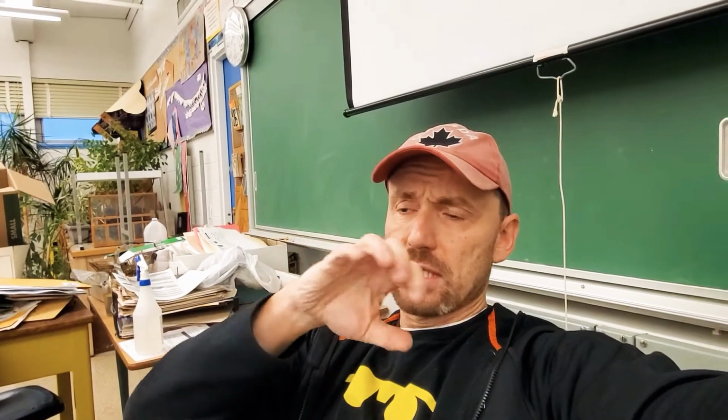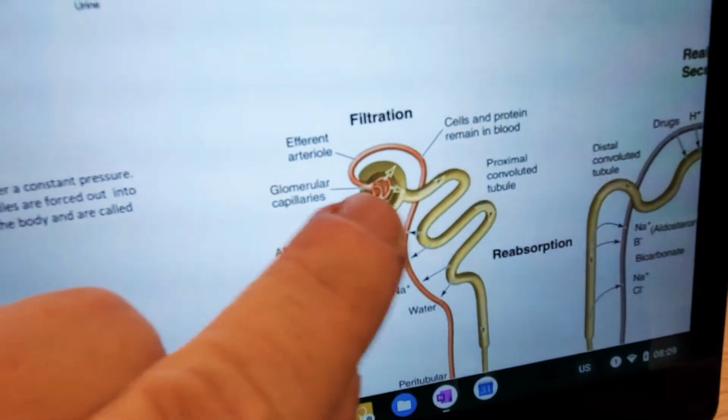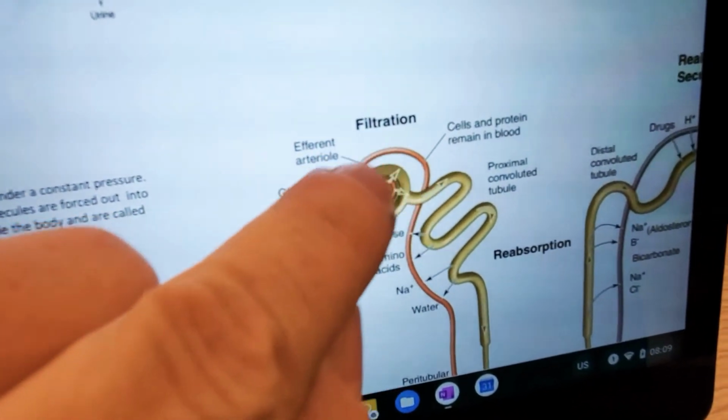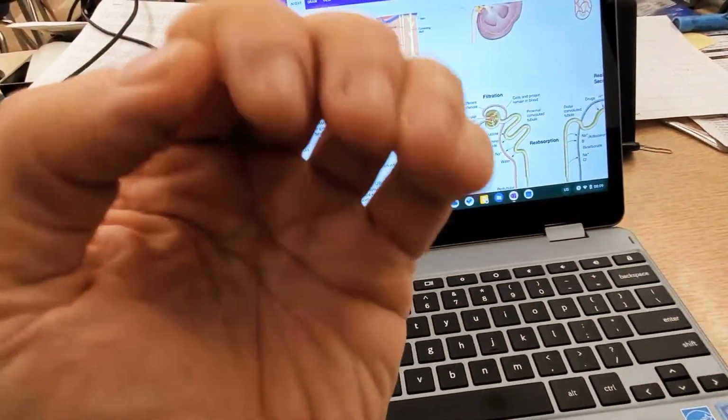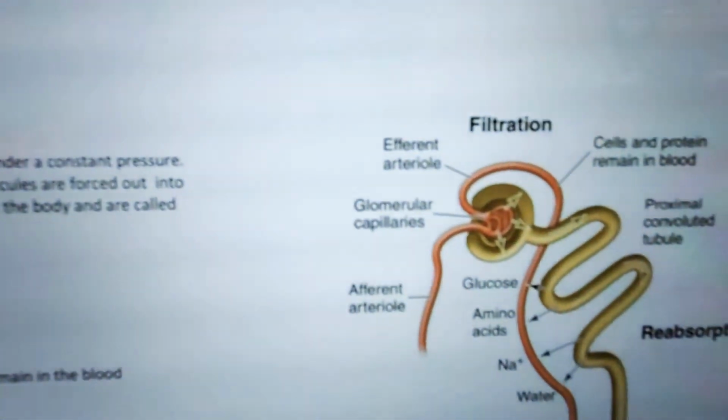So blood comes in, it's under pressure, it goes into the glomerulus, and the capillaries in the glomerulus are kind of porous. They leak more than regular capillaries do. And the blood pressure forces all kinds of small molecules that are in the blood out of the glomerulus, and they go into the nephron, into a structure called the Bowman's capsule. It's like a cup that surrounds the glomerulus.